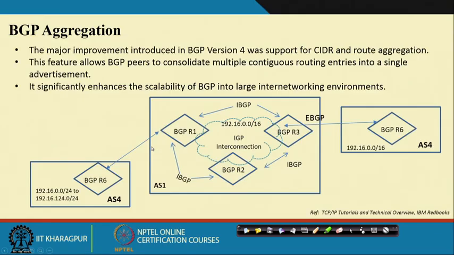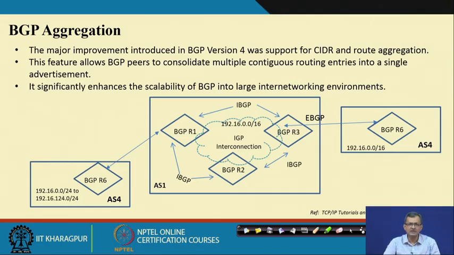Two quick concepts. One is BGP aggregation. It is a major improvement in BGP version 4 for CIDR and route aggregation. This feature allows BGP peers to consolidate multiple contiguous routing entries into a single advertisement, and it significantly enhances the scalability of BGP in large networks. So I can combine contiguous routing advertisements into a single entry, and in doing so it helps in scaling.